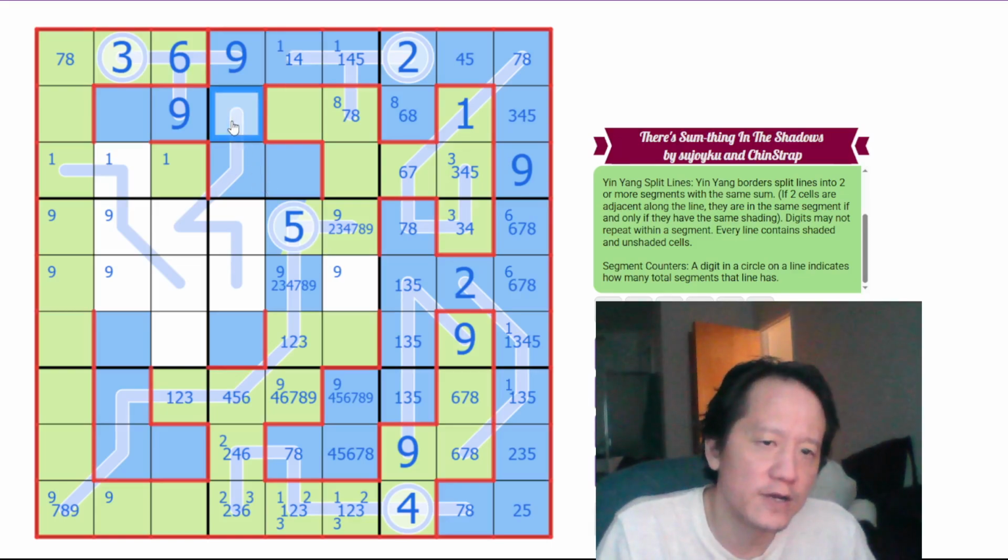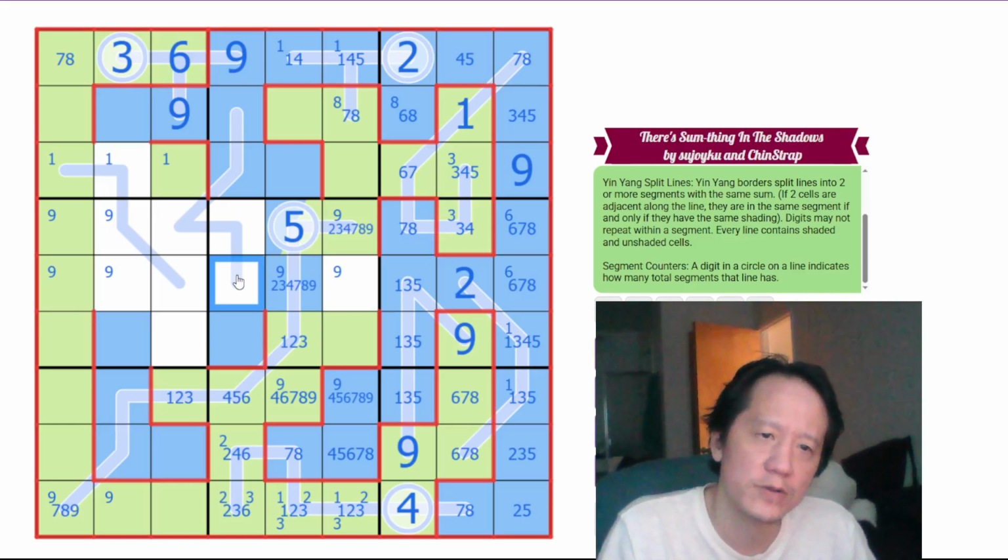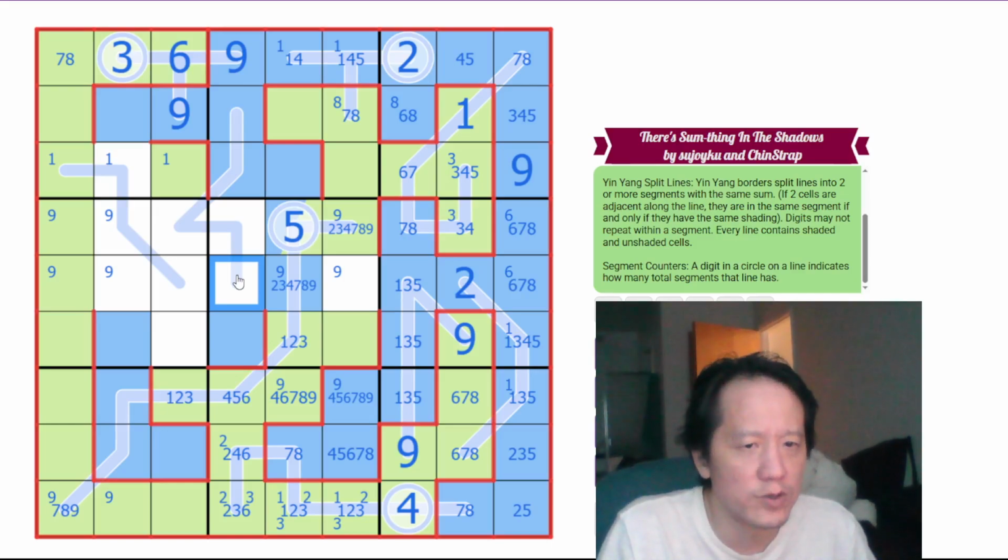Can this ever have a single digit here? If there is, it could be here. It cannot be here because then that would force a single digit here. So the single digit would have to be either here or here. And I think either one works.